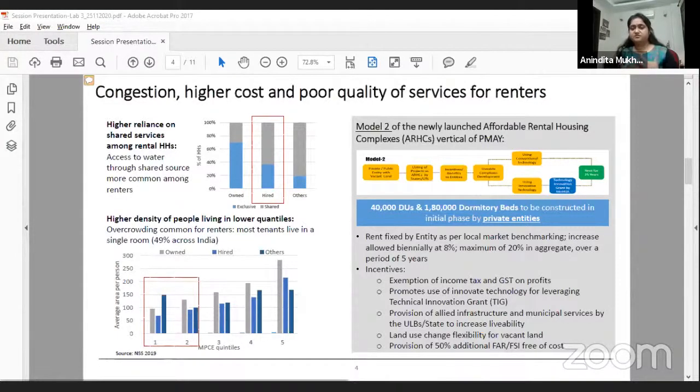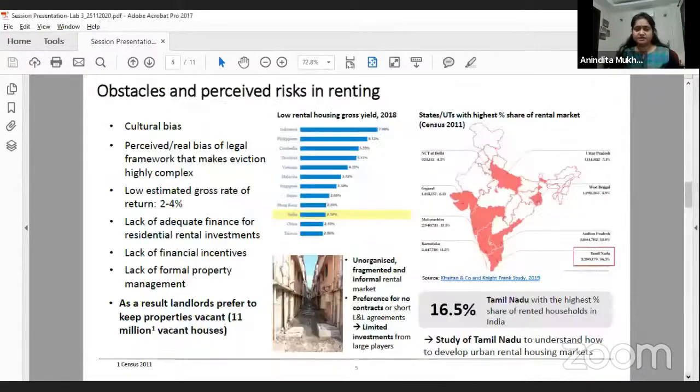So against this background, Government of India came up as a reaction with a new scheme called affordable rental housing complexes, within which they intend to foster private participation in delivering rental housing at scale. However, as we all know, there remain a number of obstacles and perceived risks in renting. The quite common cultural bias, which cuts across various countries, low gross rate of return, lack of financial incentives, and perceived legal hindrances for repossession remain big challenges. As a result, most of the landlords prefer to keep their houses vacant, and the number is quite high in the case of India. It's 11 million as per the 2011 census that was carried out.